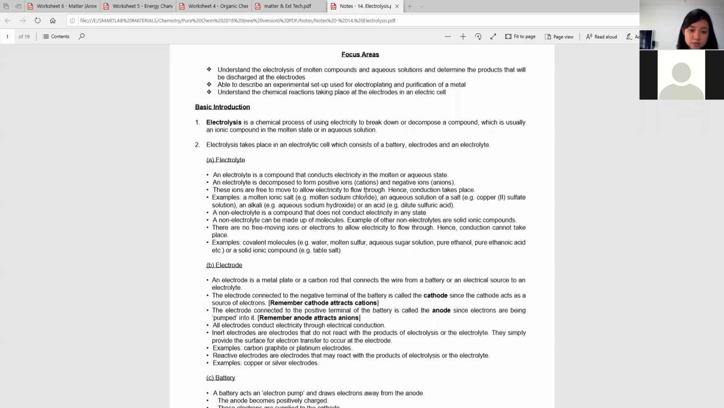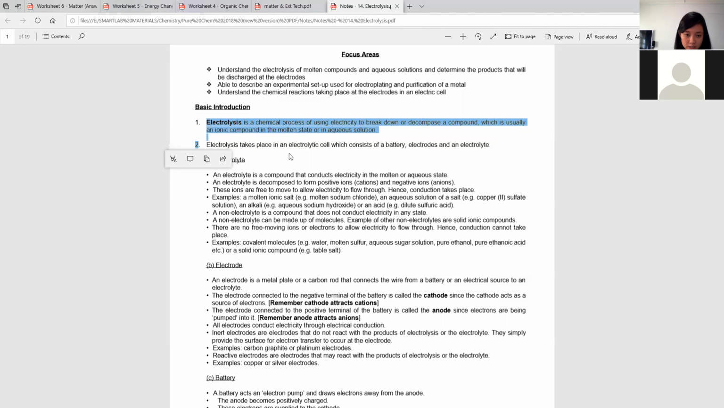Okay, so for electrolysis, the definition you have to know. It is a chemical process of using electricity to break down or even decompose a substance or a compound, which is usually an ionic compound in the molten or the aqueous solution. Why must it be molten or aqueous? Because inside these two, if it's ionic, they will have cations and anions. So with electrolysis, the main thing is it must break it down into cations and anions.